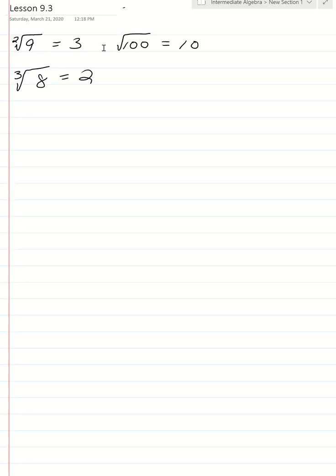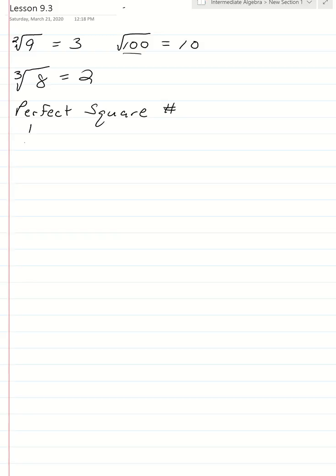So now that we are familiar with these types of radicals, we have to ask ourselves, not everything will be a perfect square like 9 and 100. Remember, I've given you a list of perfect square numbers back when we were dealing with factoring perfect squares. And let's just recall what those numbers were.